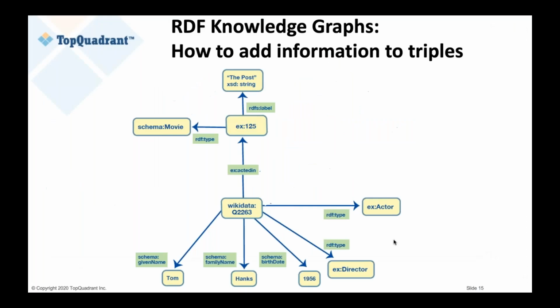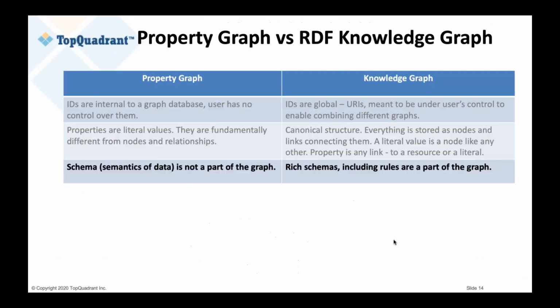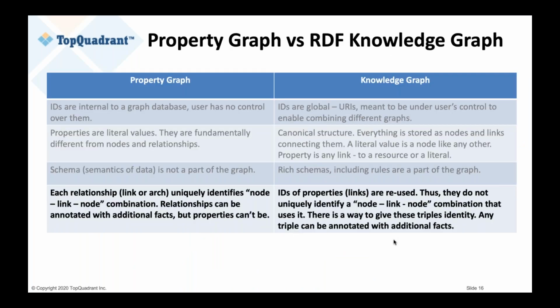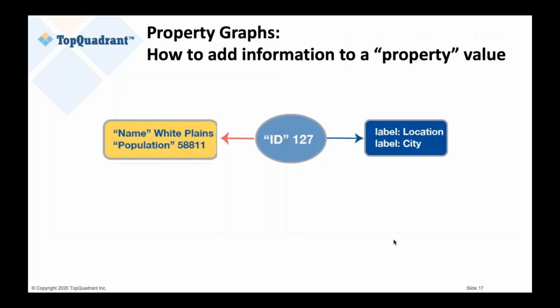So let me switch back to my presentation. We've talked about the difference in how you annotate information on a node: in the property graph, each relationship is unique, and therefore it uniquely identifies the node-link-node triple. In the knowledge graph, relationships are reused, but there is a way to annotate those edges as well, as we just saw.